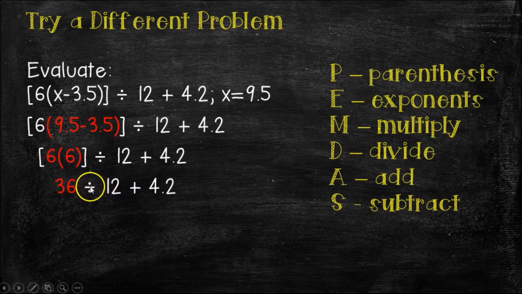Now what do we do? Do we divide first or do we add first? Well, we're done with the parentheses. We don't have any exponents. We don't have anything to multiply. So the next thing we would do would be divide. So 36 divided by 12 is 3. Bring down the rest of the expression. And now the only thing we have left to do is 3 plus 4 2/10. And that answer is 7 2/10.